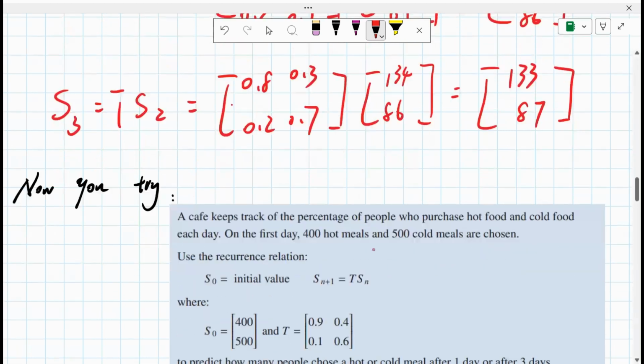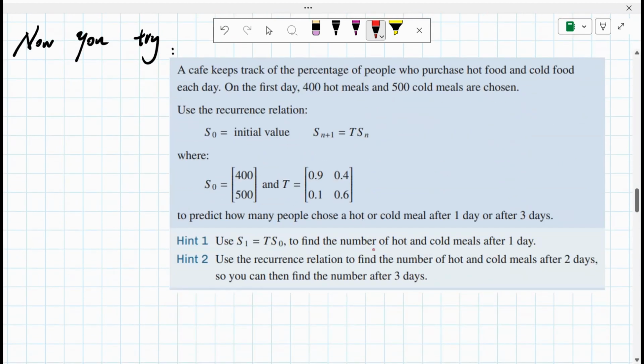Okay, now I'll give you time to try by yourself. Please use the CAS calculator. If you can't do it by hand, use the CAS calculator and find the state after 1 day or after 3 days.